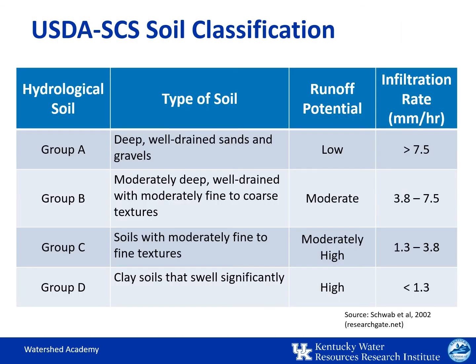This chart shows how the USDA and the Soil Conservation Service rate 4 different soil classifications in relation to runoff and infiltration. The faster the infiltration rate, the lower the runoff potential, and vice versa. Group A consists of deep, well-drained sand and gravel soils that have higher infiltration rates and lower runoff. Groups B and C, with fine to coarse and moderately fine to fine soil textures, produce more runoff potentials. As you can see, the clay soils in Group D have much lower infiltration rates and thus greater runoff potential.